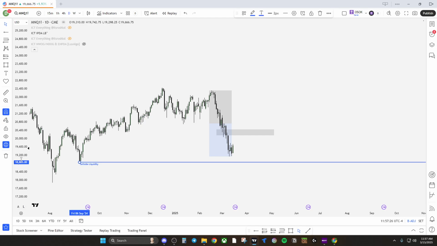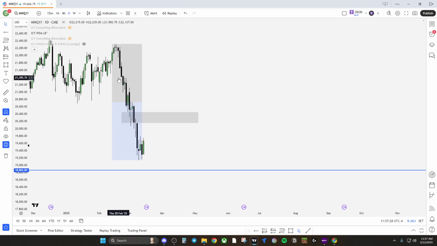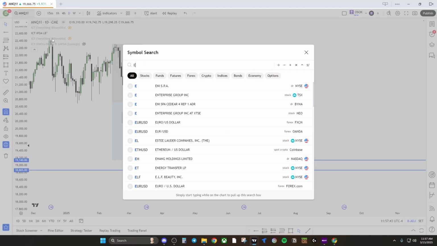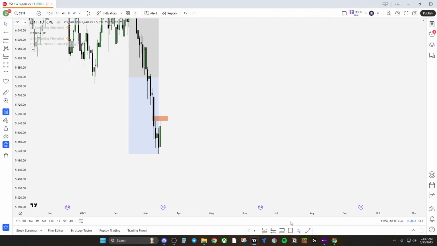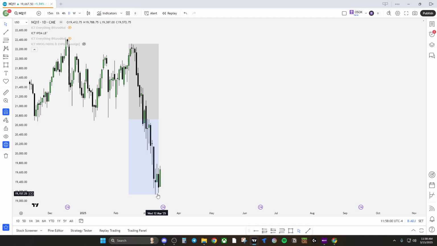If we go down to the daily chart, you can see this internal range we used for last week's trade. It's not really distributing to external range liquidity pool. And if we go to ES, I believe we have SMT. Yeah, so we had SMT here with NASDAQ. Failed to take that external low.